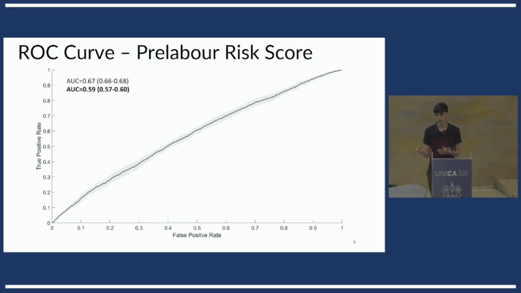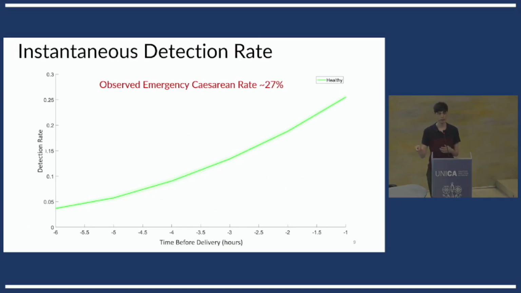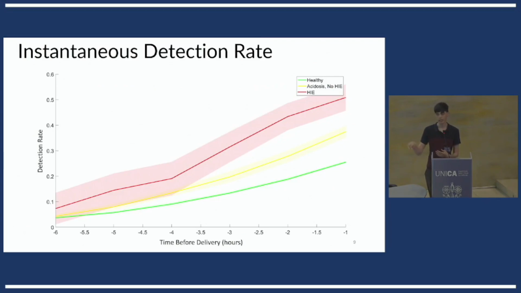And then when looking at the hourly risk score, the way this plot is shown is looking at time before delivery, and we set a particular threshold to represent the emergency cesarean rate. So in this smaller data set of blood gas available, the emergency cesarean rate is quite high at 27% for the healthy group, and setting that as the threshold of not exceeding that, then the detection rates of HIE and acidosis no HIE. So HIE is about 51% detection rate 1 hour before delivery, and detection rate of acidosis no HIE is about in the mid to high 30%.